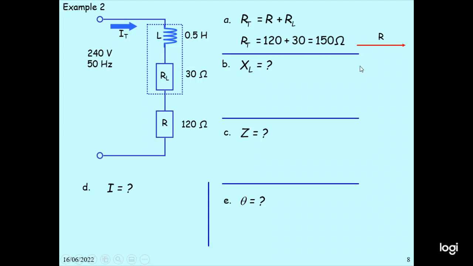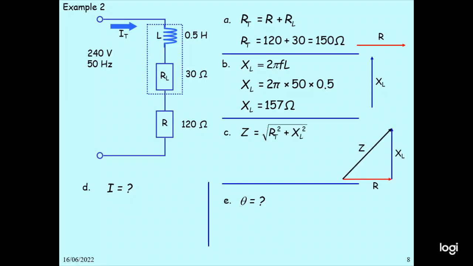XL we have to calculate. XL is 2 pi f L. So 2 pi times 50 times 0.5, you got 157 ohm. Impedance Z has to be calculated. Z equals the square root of RT square plus XL square. Z equals the square root of 150 square plus 157 square, you got 217 ohm.